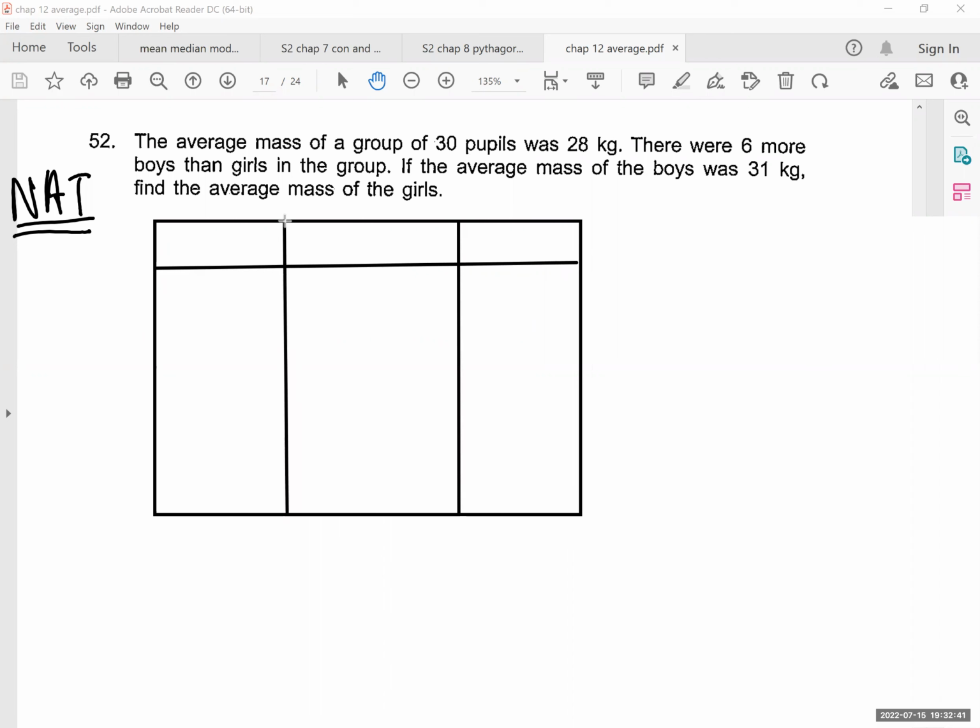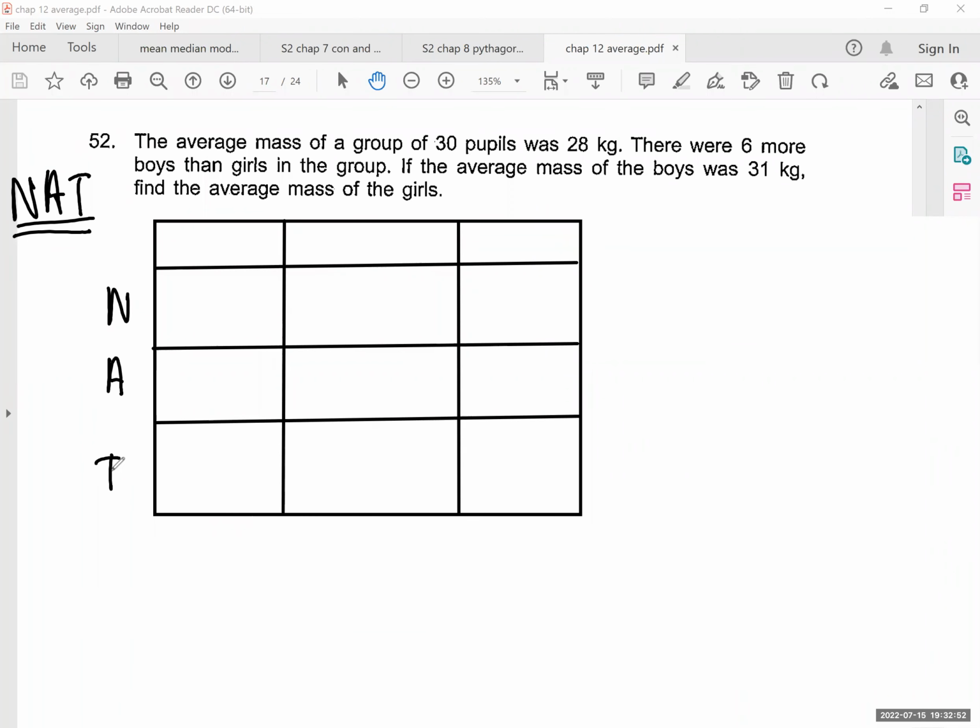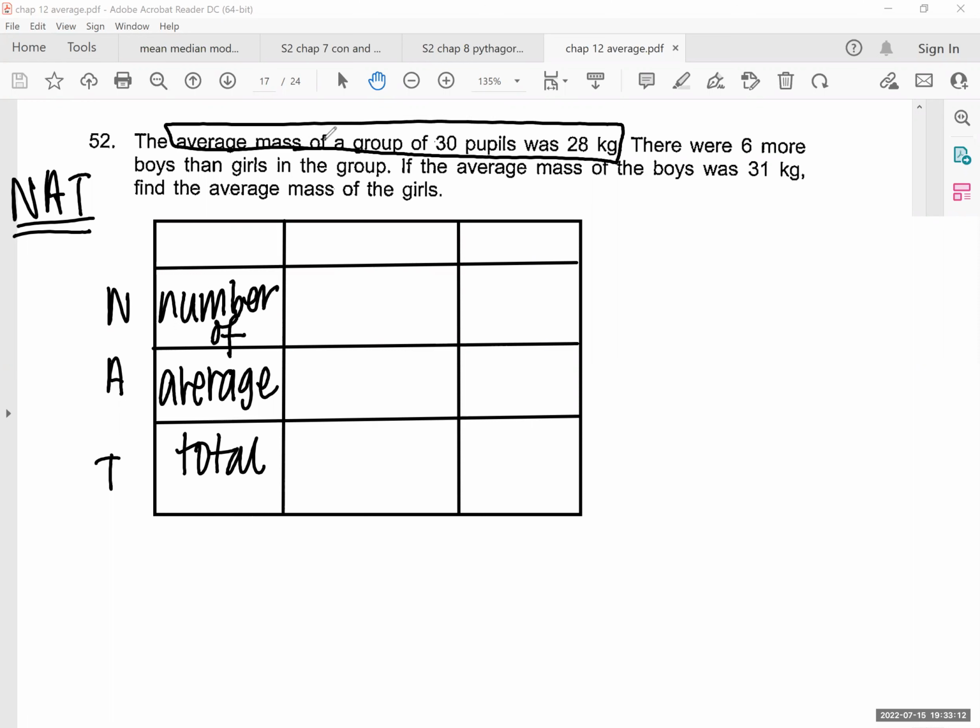Now, for the NET strategy, I don't want you guys to just write N-A-T, yeah? What does N stand for? Number of. What does A stand for? What does T stand for? Total. Okay, so right now they say the average mass of 30 pupils is 28 kg.